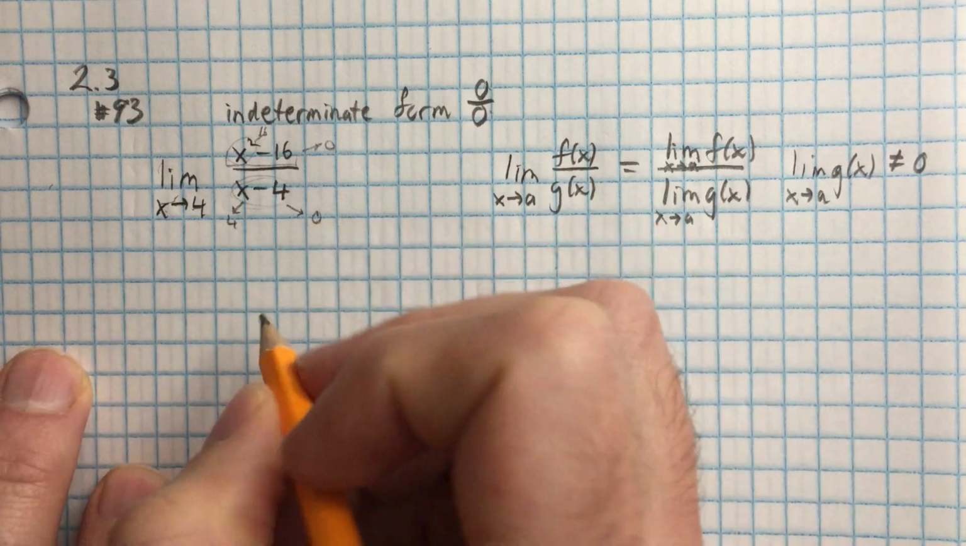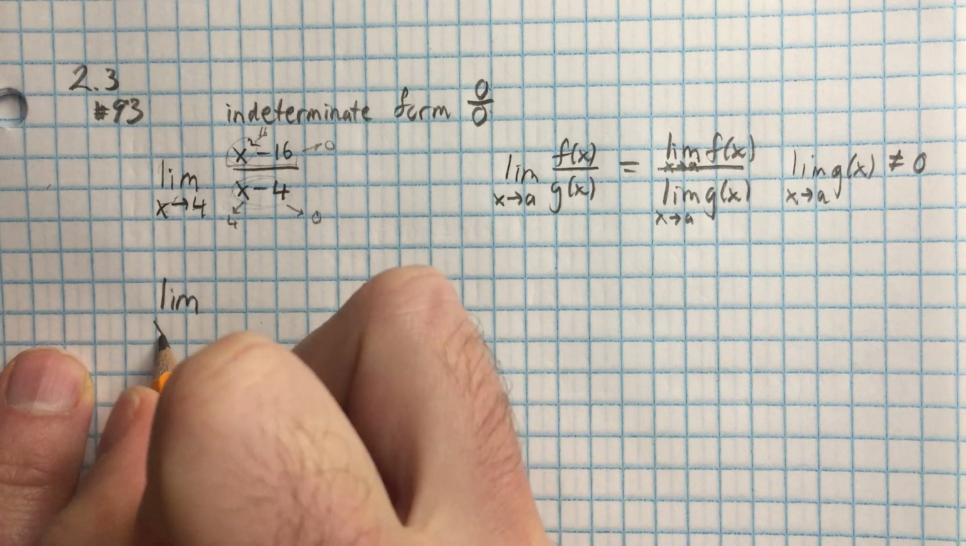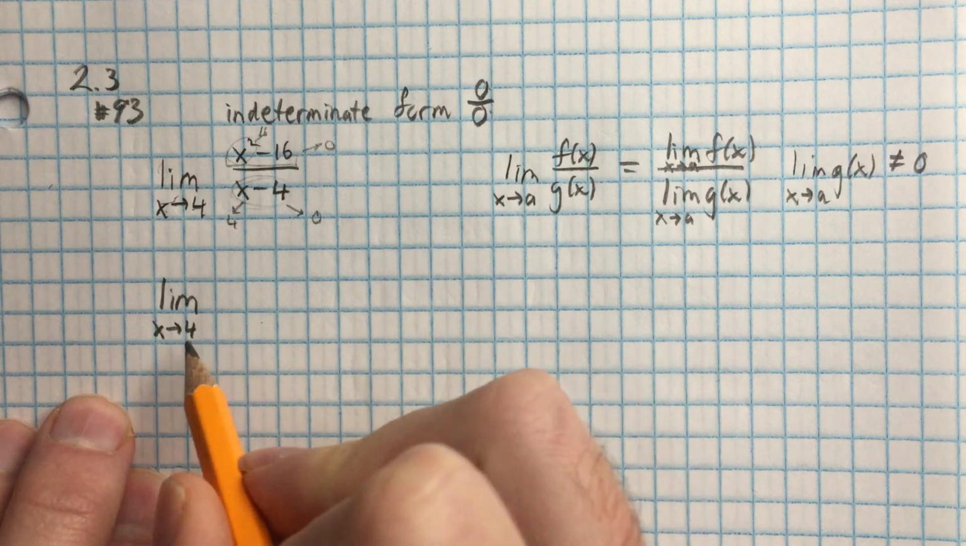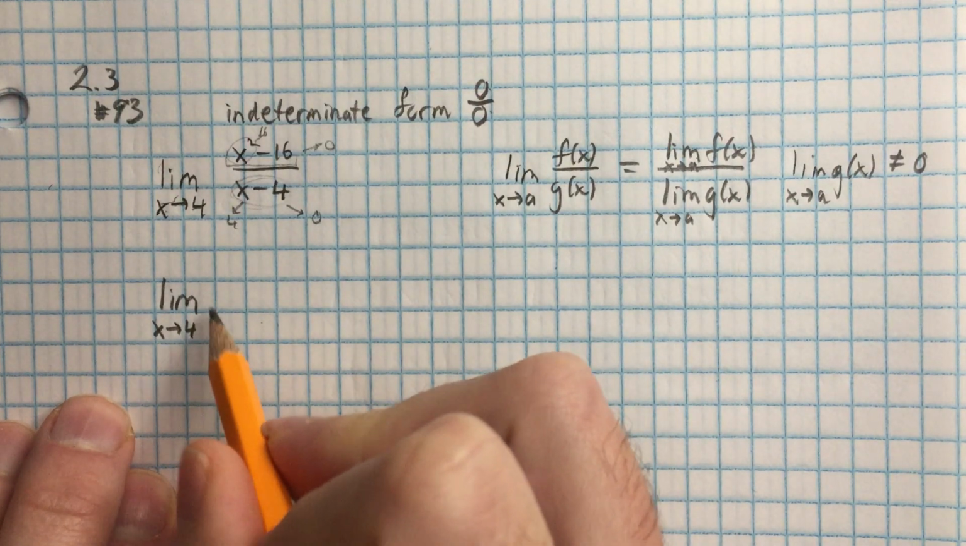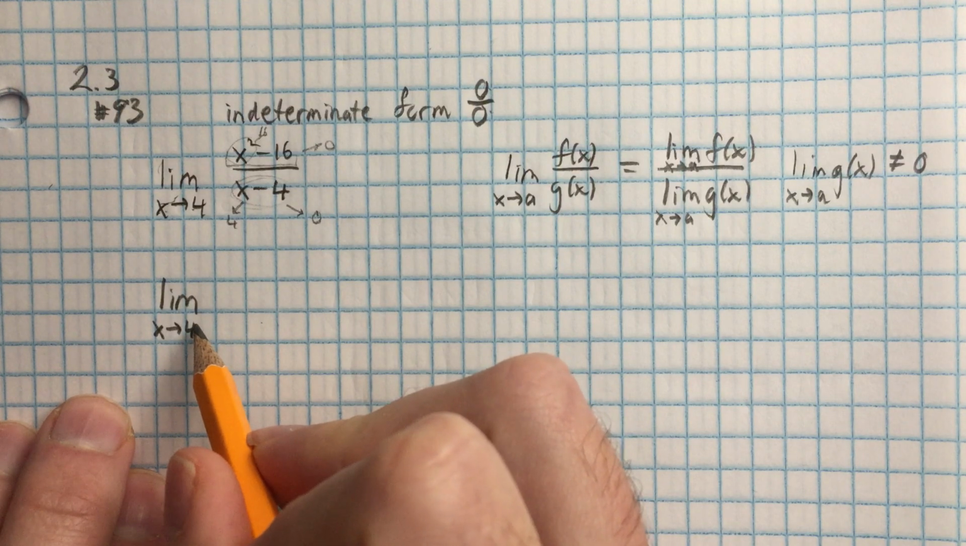But it turns out that since x will never be 4, because we never concern ourselves with what's actually happening at x equals 4 itself. So whenever we're talking about a limit as x goes to 4, x goes to a, whatever it is, we're never concerned with what's happening at a. It doesn't matter. So at 4, I don't care what's happening.